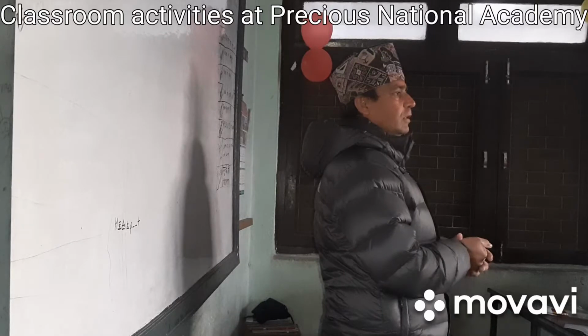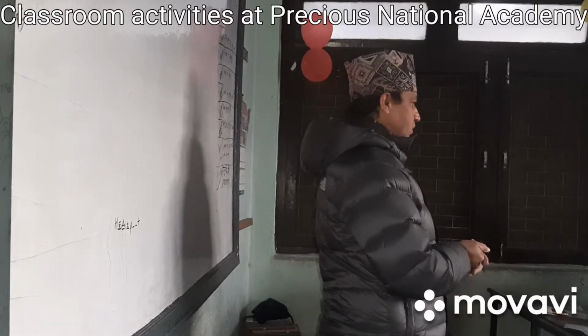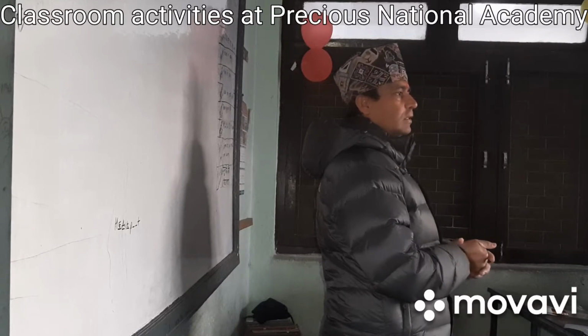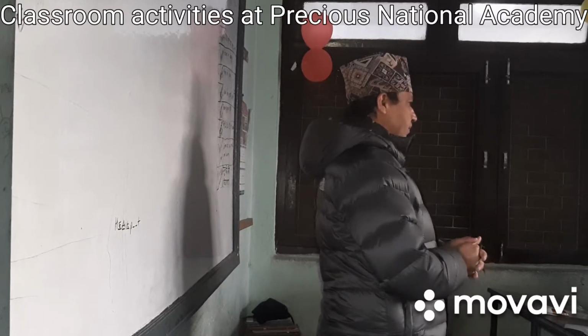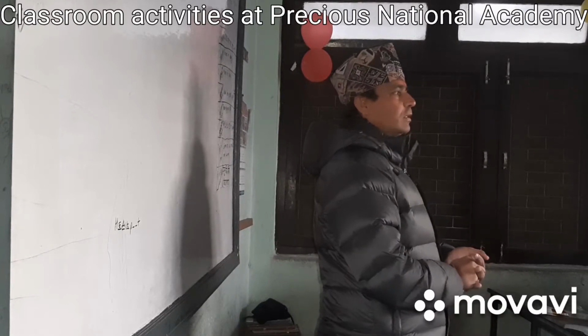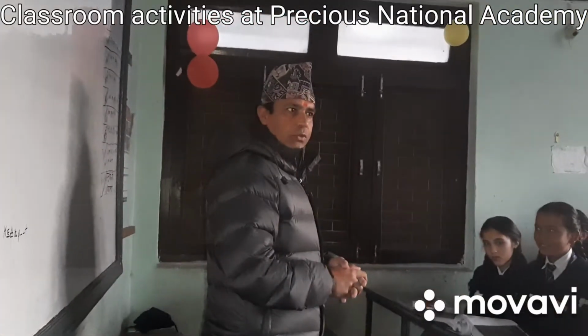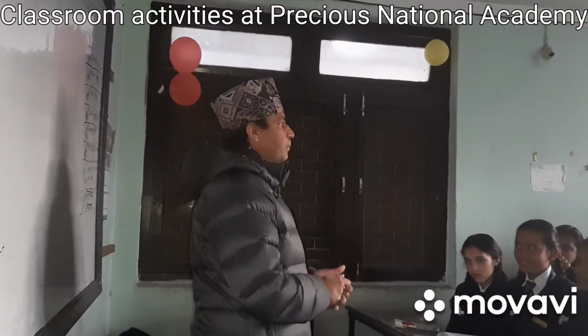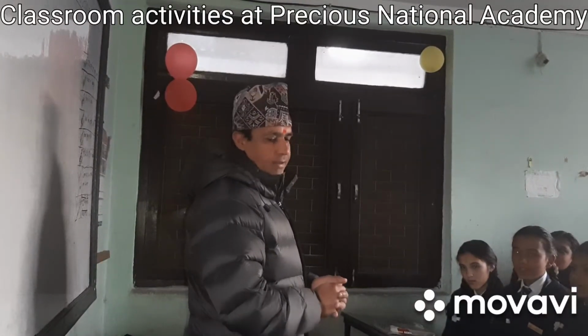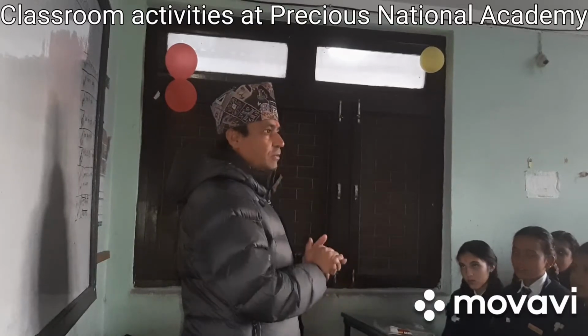Mangsir 15, 2076. So we are in Precious National Academy, which is located in Mirki, Kathmandu. We are in class 9, and the students of class 9 are going to present themselves on a topic, light. Actually, we have started this system, so let's see.